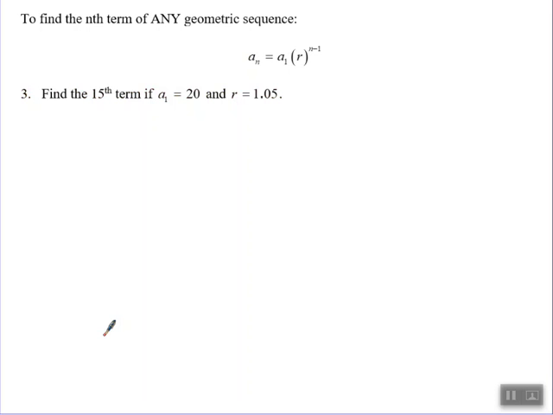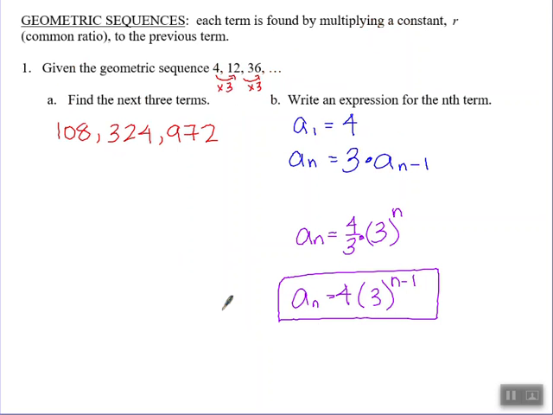Here, to find the nth term of any geometric sequence, you want to use the formula a sub n equals a sub 1 times r to the n minus 1 power. Remember that a sub 1 is the first term and r is the common ratio. So this is the format that I used when I wrote this third function for our first example.